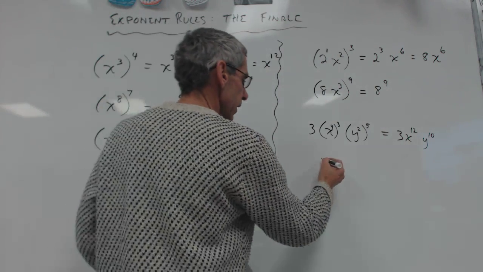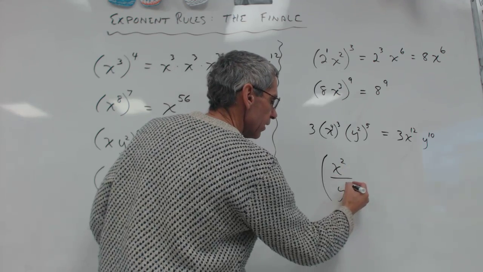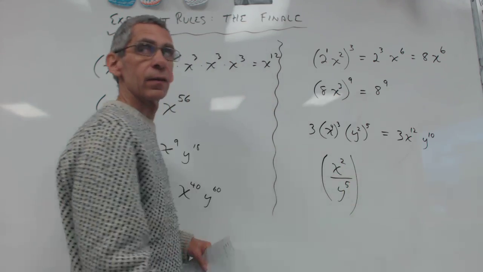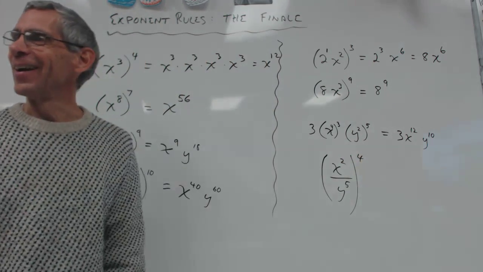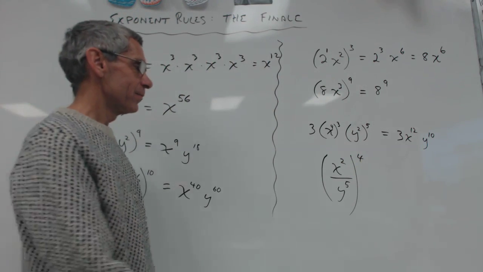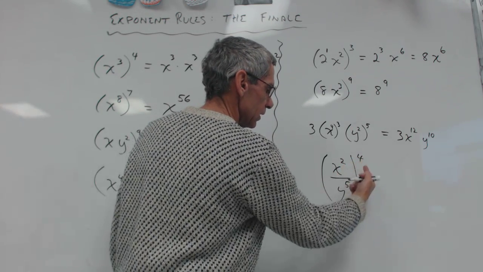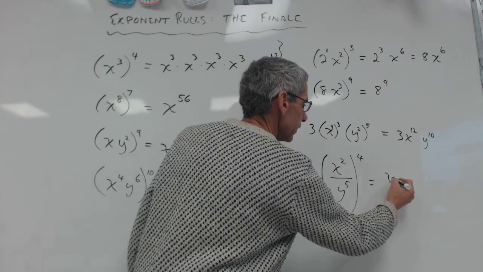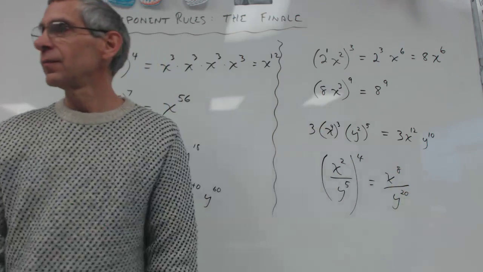What if, last one, I give you this? X squared over y to the 5th, oh wait, raised to the 4th power. Sorry. X to the 8th over y to the... You're going to still multiply this times this exponent, this times this exponent. So it'll be x to the 8th over y to the 20th.